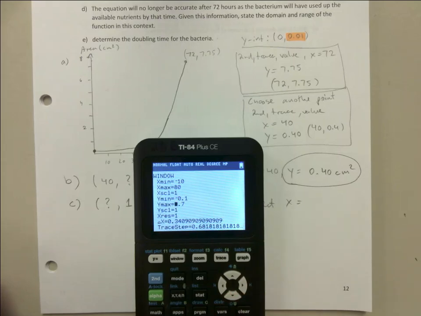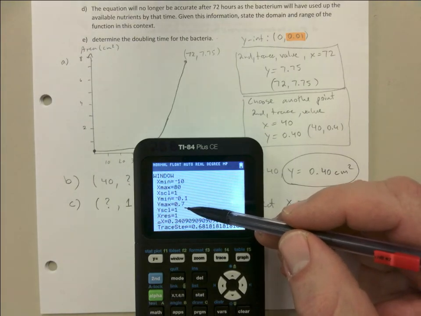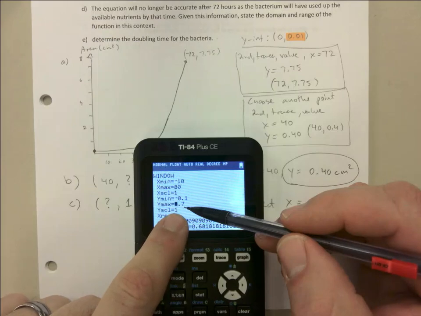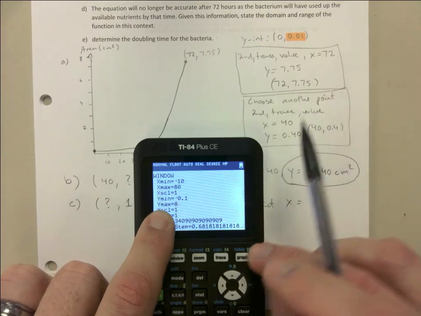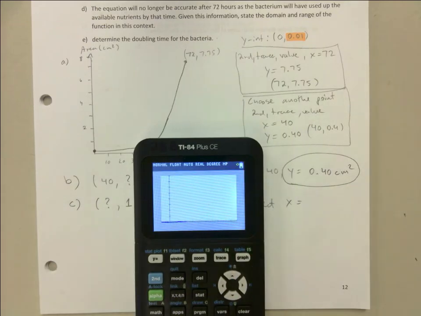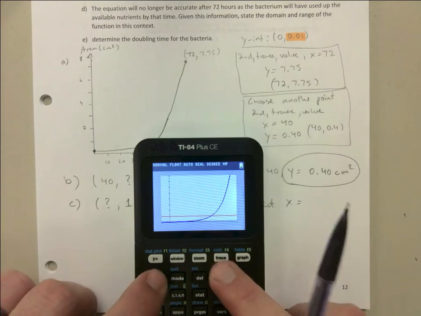Oh, my Y max. I'm not seeing it. My Y max is 0.7 and I'm graphing at 1. This should have been changed to 7.75 or 8 anyways. I'm going to change my Y max to 8. Run it again. And there it is. That's the intersection I'm interested in.